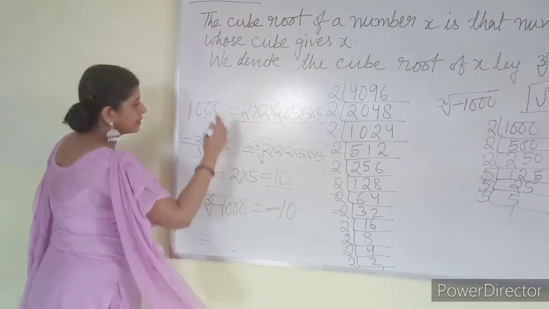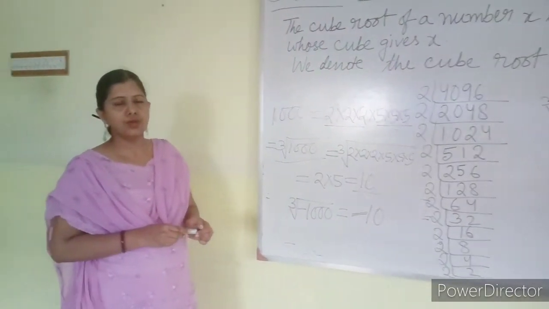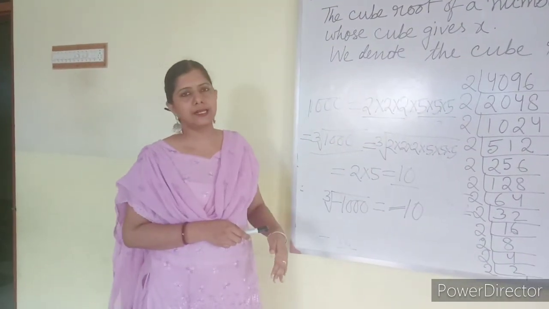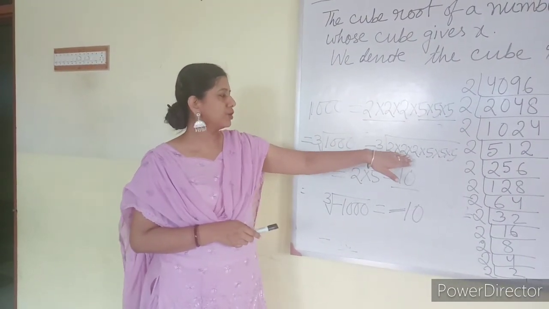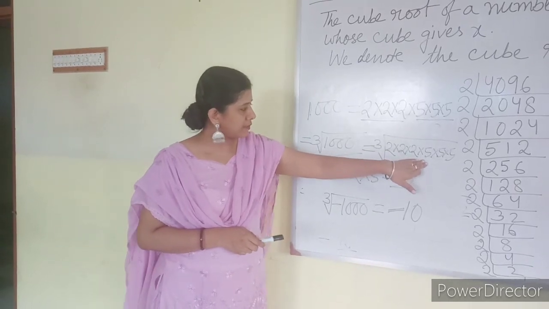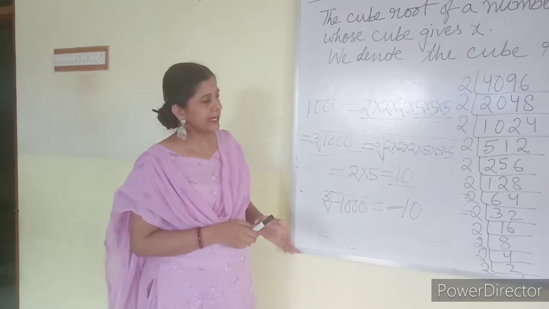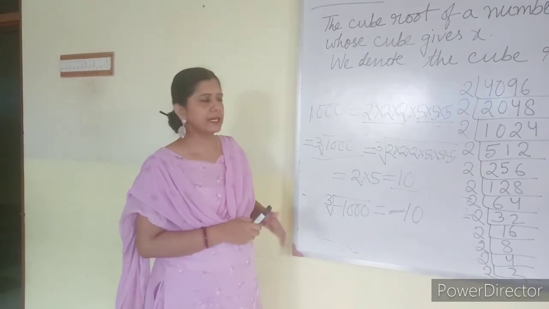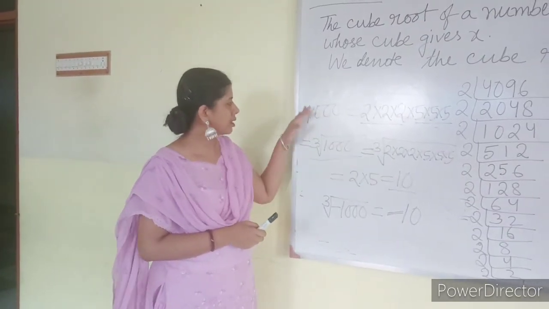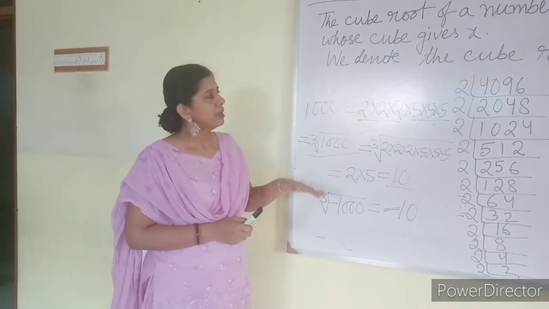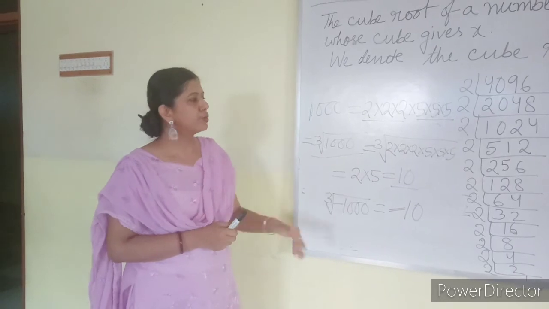You can write the answer in this way also, or another way is you can write these numbers as negative. That is minus 2 into minus 2 into minus 2 into minus 5 into minus 5 into minus 5. That way also you can write. That is, first you find the answer for the positive number and then the answer for the negative number. So this is all about cube roots.